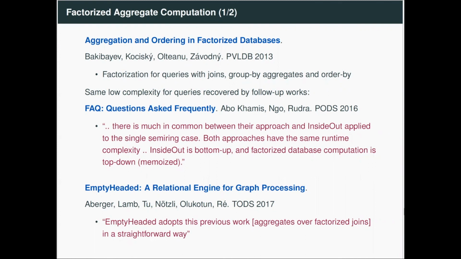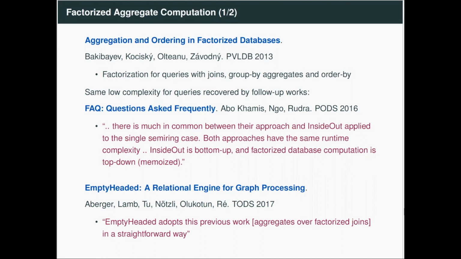This has been acknowledged in several seminal works, in particular in the awarded PODS paper on functional aggregate queries by Abo Khamis, Ngo, and Rudra. They say there is much in common between factorized aggregate computation and the InsideOut algorithm in the case of computation over a single semiring. In particular, they have the same runtime complexity. They are both dynamic programming algorithms, whereas factorized computation proceeds top-down, InsideOut proceeds bottom-up.